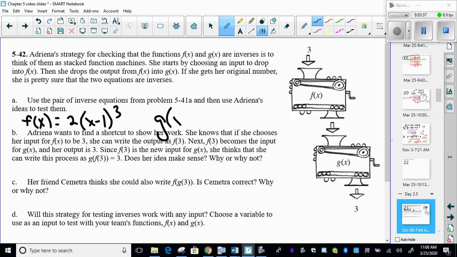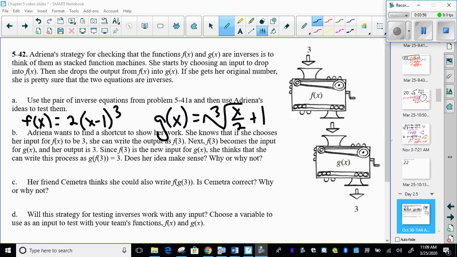And then g of x, its inverse, is the other one, and that's the cubed root of x over 2 plus 1. So those are the two functions that we're going to be using with this function machine. So again, pause it, work through the questions here, and then I'll talk through a few pieces with it.